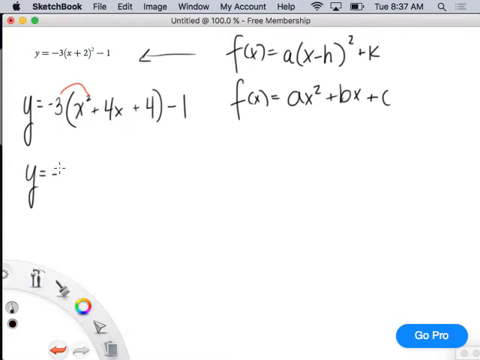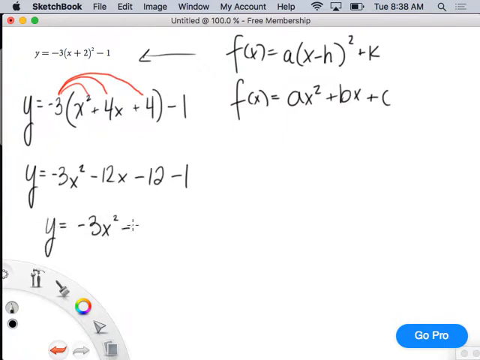We get y equals negative 3x squared minus 12x minus 12. And then minus 1 all the way in the end. And then the last step, combine like terms. So I have y equals negative 3x squared minus 12x minus 13. Is that in standard form? Yes. Sure is.